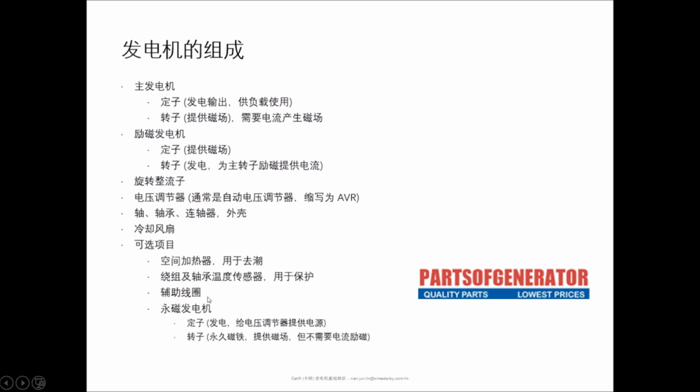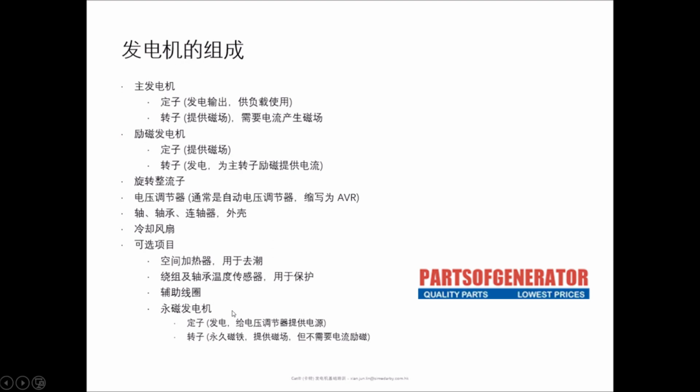However, in order to improve the performance of the generator, you can also add some optional items. These items include, first, a space heater, which is used to dehumidify the windings of the generator, so that the insulation performance of the windings can be improved. Then, there are sensors for winding temperature and bearing temperature. These are the last two items used for generator protection.